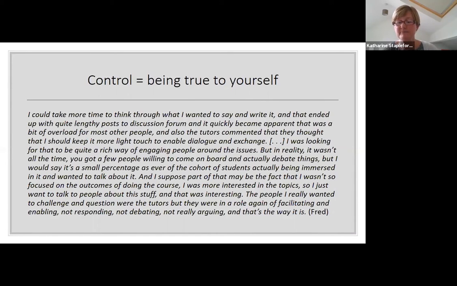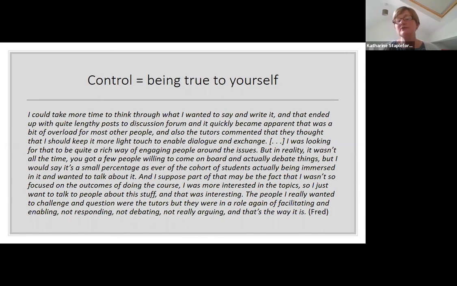And there's a feeling of disappointment in this narrative. He accepts it, but it's not quite what he wanted from the course. So he's not really in control and he's not able to be true to himself. So in this episode, we can see that Fred is engaged in a transactional process involving his own interest, his motivations, his prior experience, his professional context, co-learners, tutors, and the program structure. So again, it's quite a complex interrelationship of all these aspects which have an influence on each other.